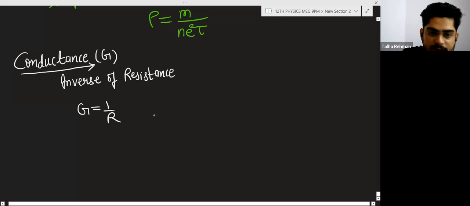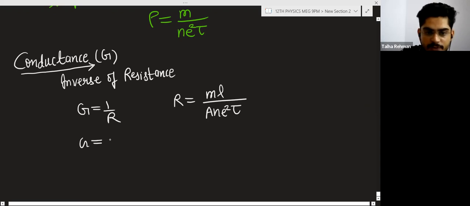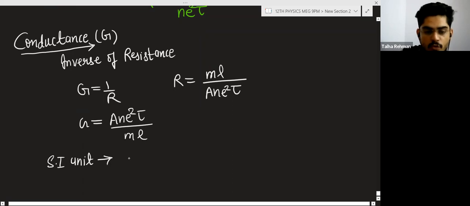Or you can write, we know R is equal to ml divided by A n e square tau. So G is equal to 1 upon R, which is A n e square tau divided by ml. The SI unit is ohm inverse.